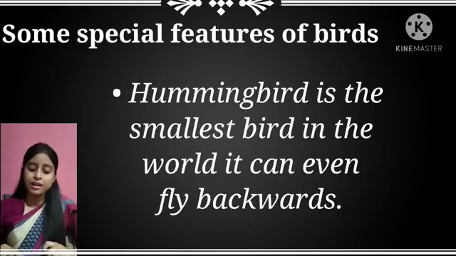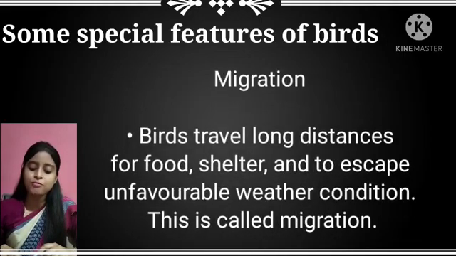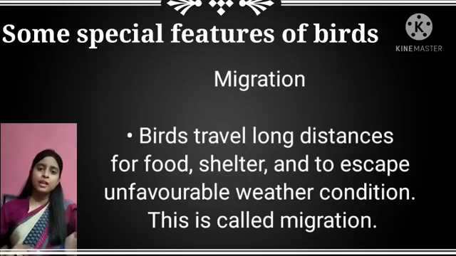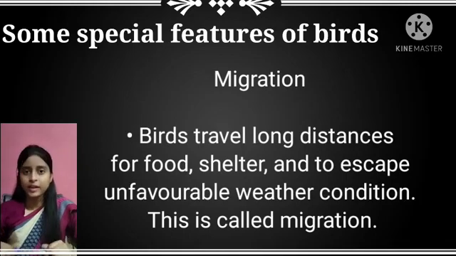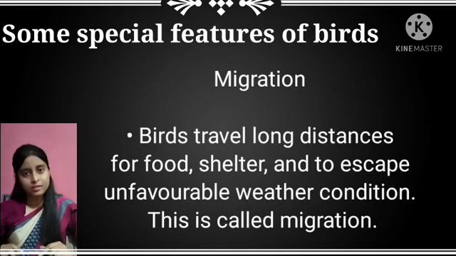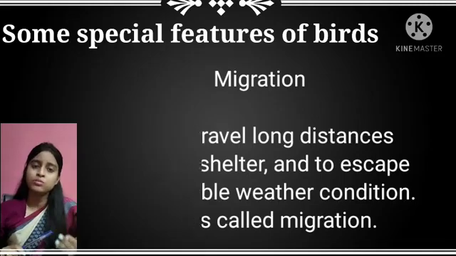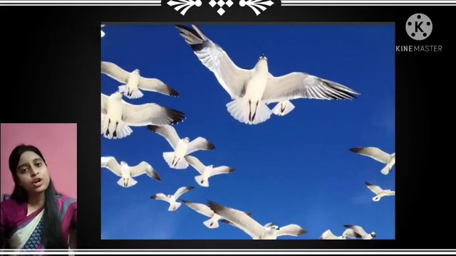Many birds, such as cranes, fly long distances for food, shelter and to escape unfavorable weather conditions. This is called migration. What is migration? When birds move from one place to another in search of food and shelter, this is called migration. Now, what is swivel? Swivel means to turn around one without moving the other. An owl can turn one eye without moving the other eye. So these are some important features of birds.